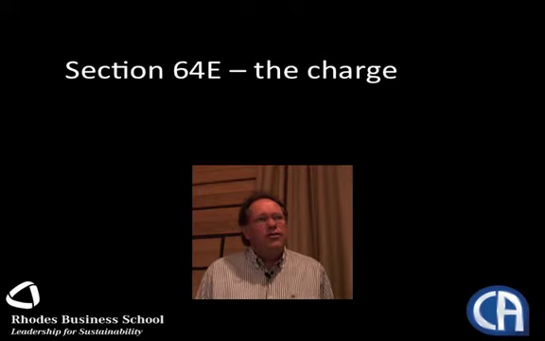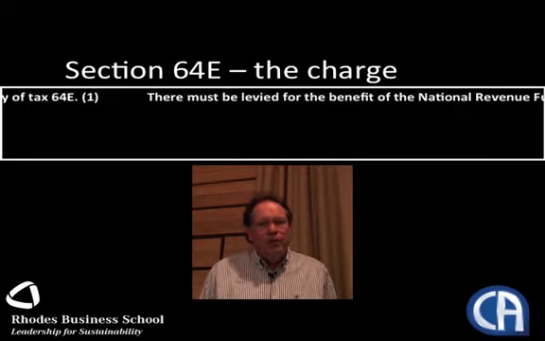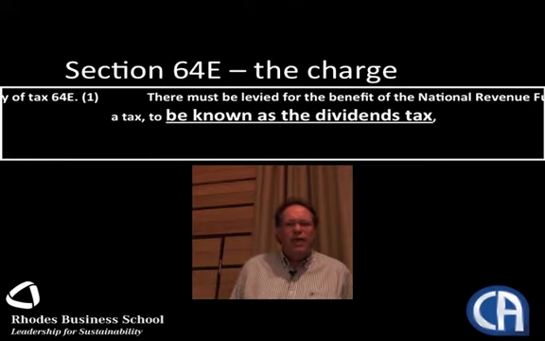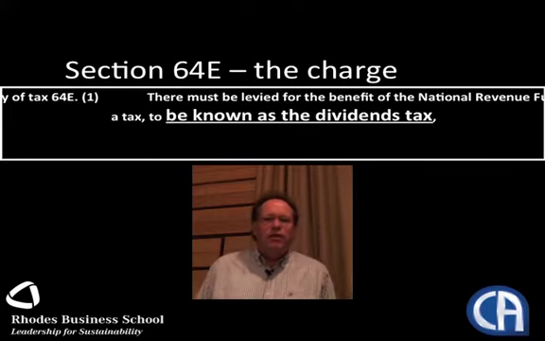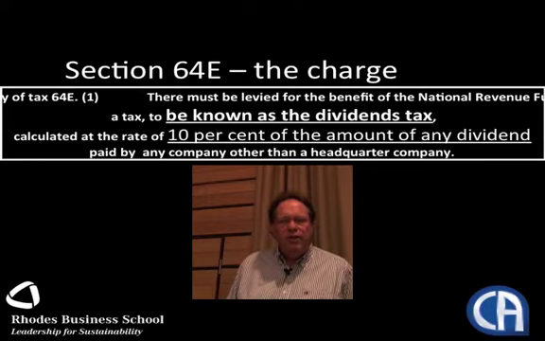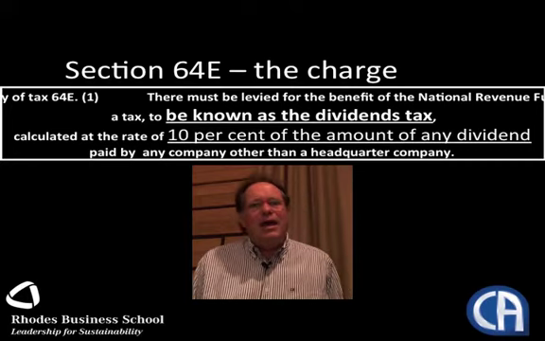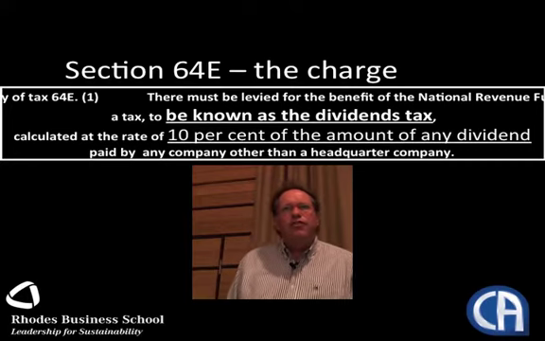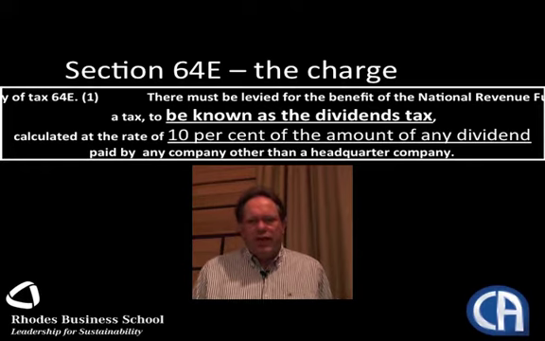You will see that 64B and C will have to remain there for a little while. Right. So 64E says there must be levied for the National Revenue Fund a tax to be known as dividend tax, to be calculated at the rate of 10% on the amount of any dividend paid by any company other than an international headquarter company. So that's great. That's nice and simple, straightforward charging provision.